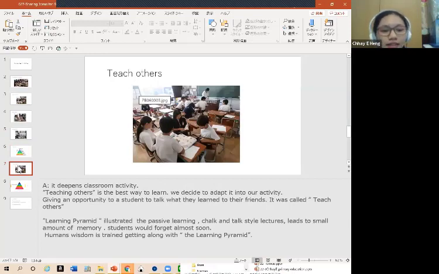It depends on the classroom activity. Teaching others is the best way to learn. We decided to adapt it into our activity, giving students an opportunity to talk about what they learn to their friends. It is called teaching others. The learning pyramid illustrates passive learning. A talk-and-talk style leads to a small amount of memory. Students would forget almost immediately. Human wisdom is trained along with the learning pyramid.